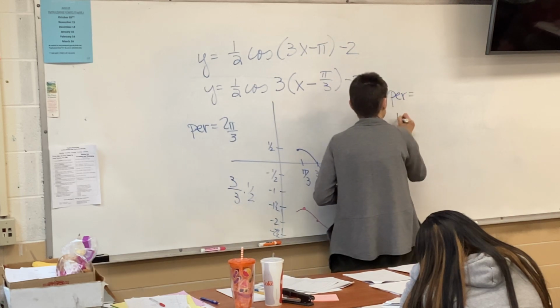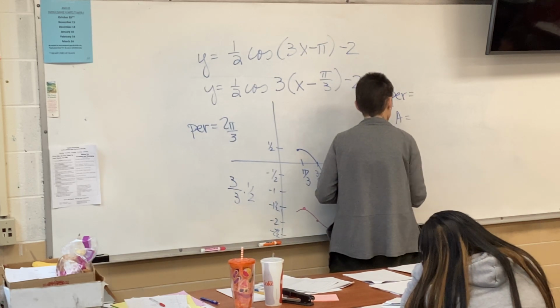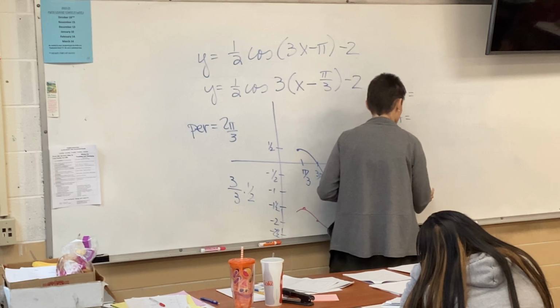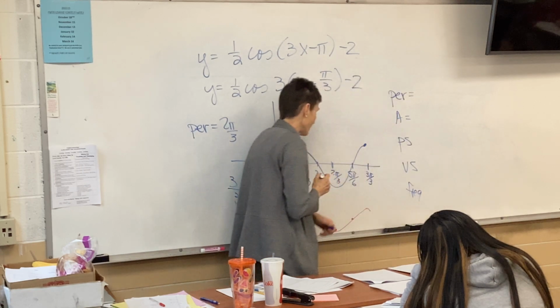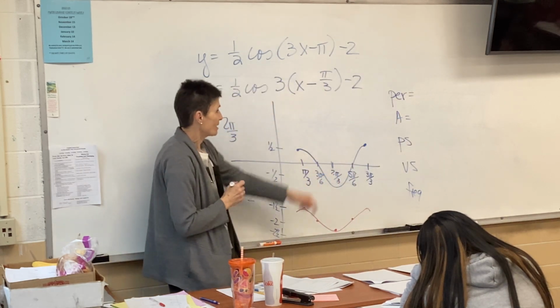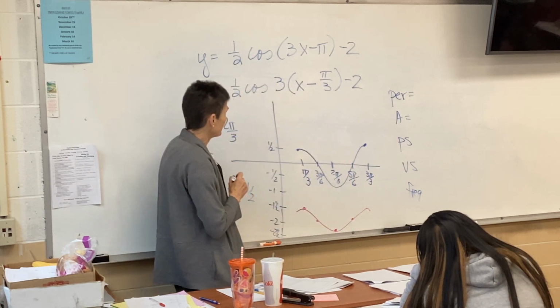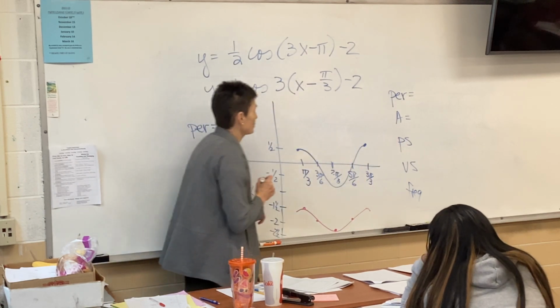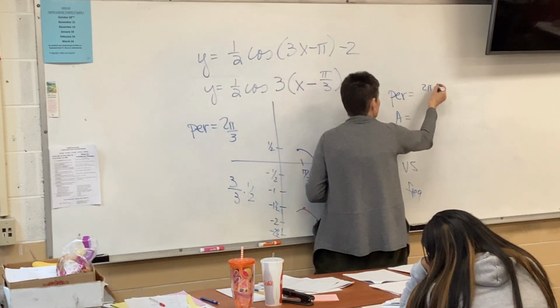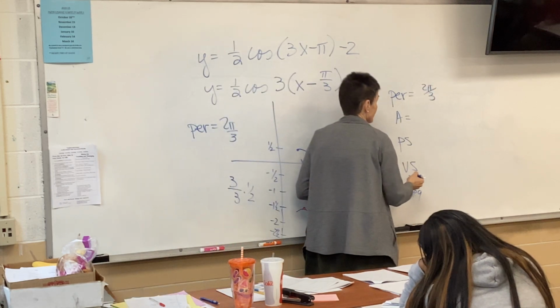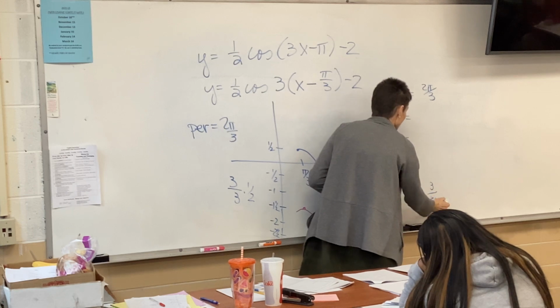Period, amplitude, phase shift, vertical shift, and frequency. Here we go. What do we know? What can you tell me? Fill in those blanks. Those are points, by the way, on the test set. So let's fill them in. Period is 2 pi over 3, which means frequency is 3 over 2 pi.